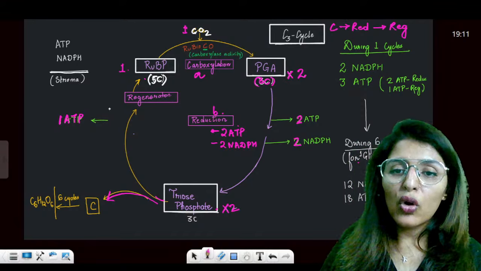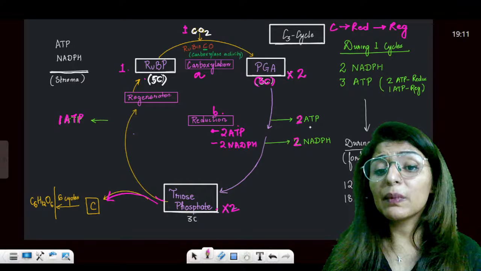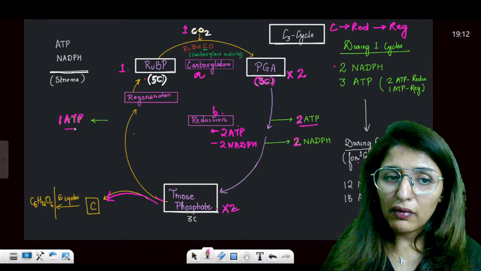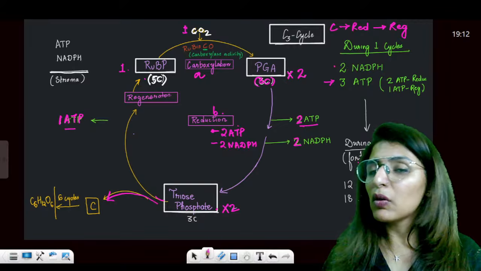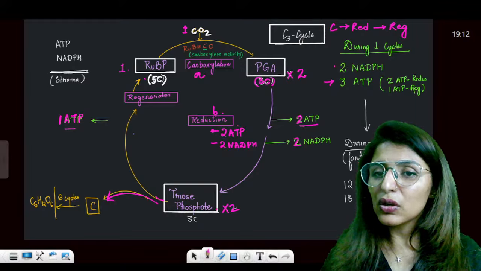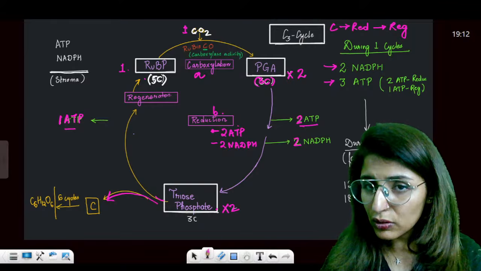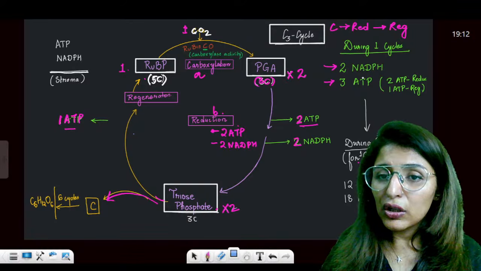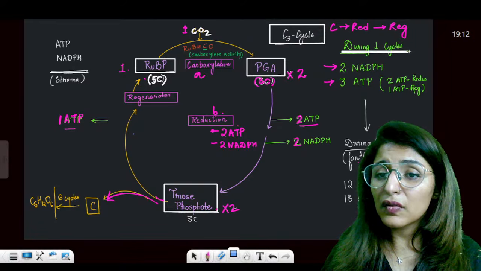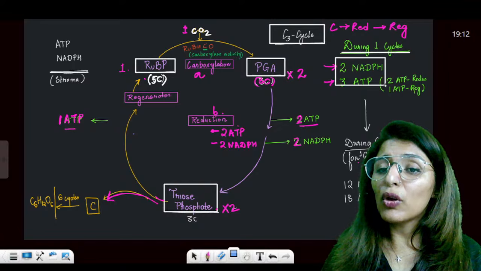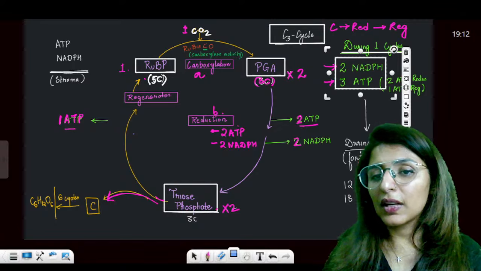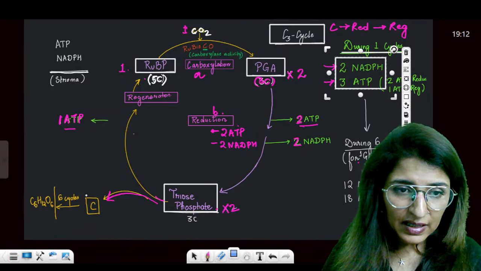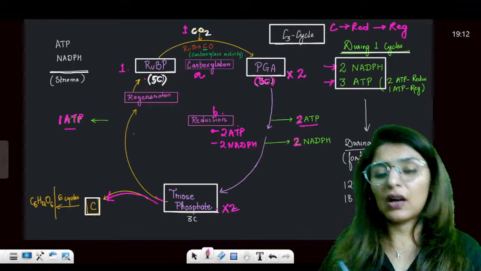Now, during this whole process, how many ATPs are being utilized? 2 here, 2 during the reduction and 1 during the regeneration. So in total, 3 molecules. And how many NADPH are being used? 2 NADPH molecules, yes or no? Clear? So one cycle of the C3 cycle utilizes 2 molecules of NADPH and 3 molecules of ATP. Are these points clear? And after every C3 cycle, we have one carbon outside.